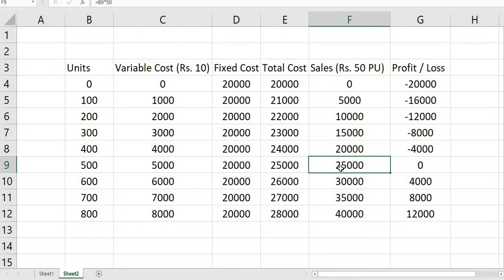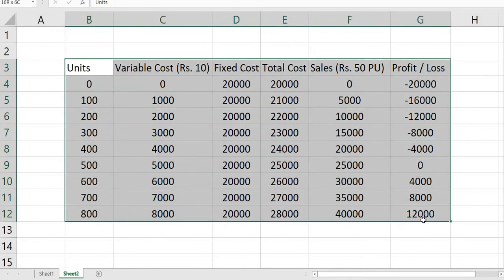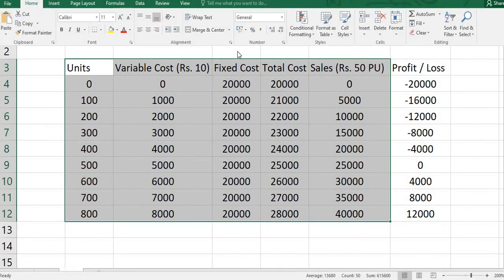Now let us try to learn another method of calculating the break-even point. This is the graphical method of calculating the break-even point. Once we have this particular data in place, it is very easy for us to calculate the break-even point graphically. All that we need to do is make a chart based on that.